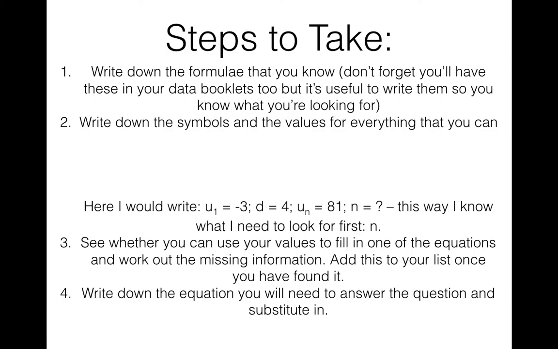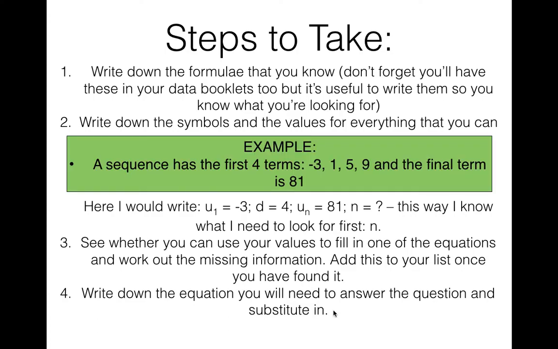Write down the symbols and the values for everything that you can. So here's an example. A sequence has the first 4 terms, well this is the one that we just used. In this case I would write u1 equals minus 3, the first term is minus 3. d equals 4, the common difference is 4. un, the last term that I'm interested in, is 81. n, I don't know. So I know that I'm going to have to find out what n is. And I'd use my first equation to work it out.